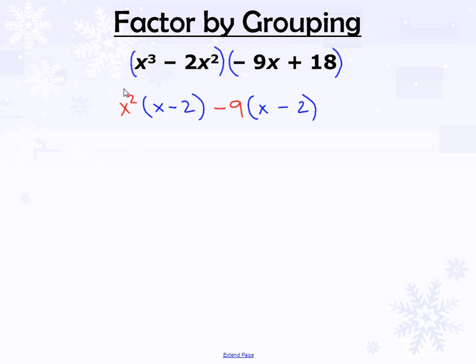Now I have 2 sets. Again, I have x squared times x minus 2 and negative 9 times x minus 2. Each of these has an x minus 2 in parentheses. So now I'm going to factor out the x minus 2. So here's my x minus 2. Then I'm going to write what I have left. I have x squared minus 9.